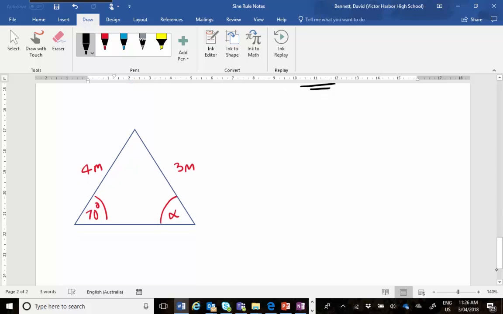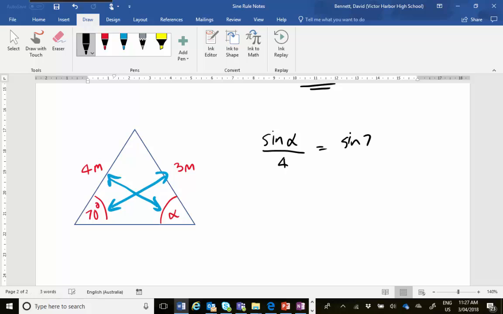Same process. Over here we're looking for an angle, so again we put that on the top left hand side. It's an angle, so it's sine of alpha all over the corresponding side. Let's identify those. The corresponding side for alpha is 4 meters, and then we have sine of 70 degrees over its corresponding side, which is 3. It's important that you show that substitution.